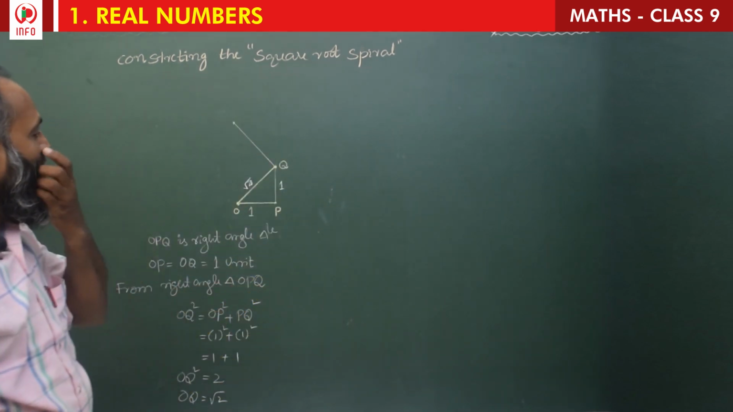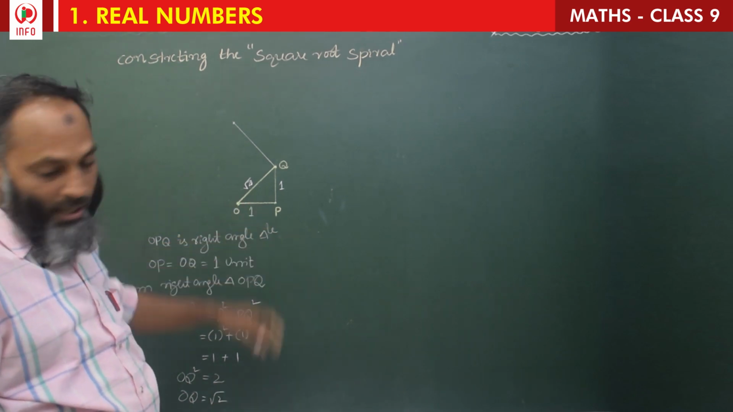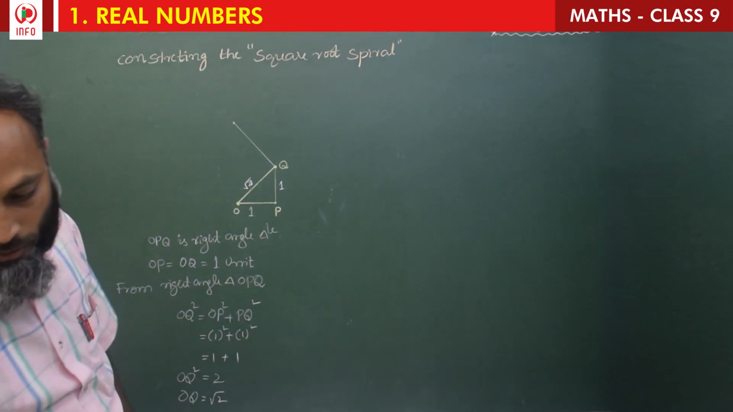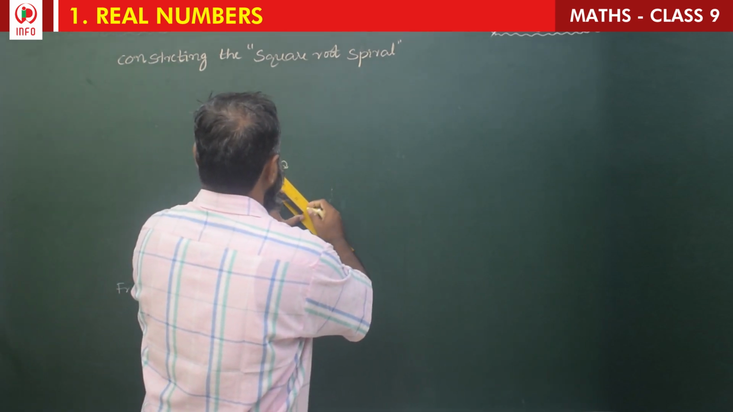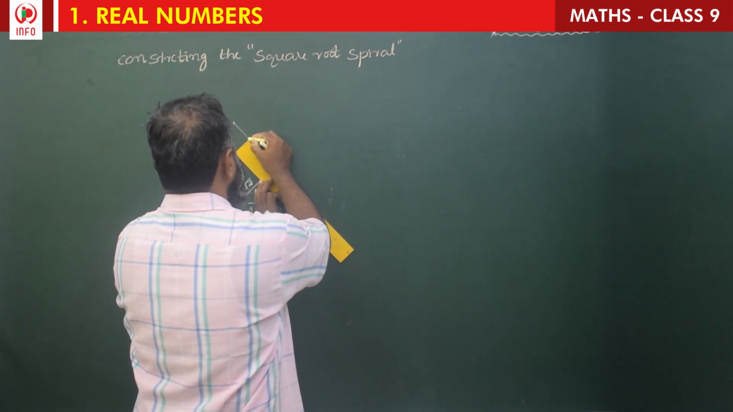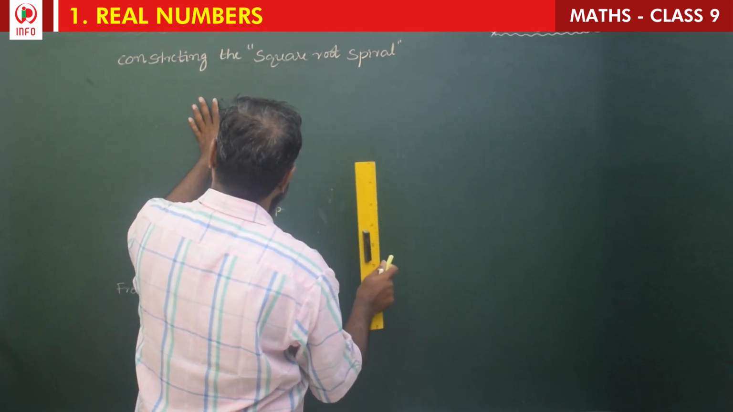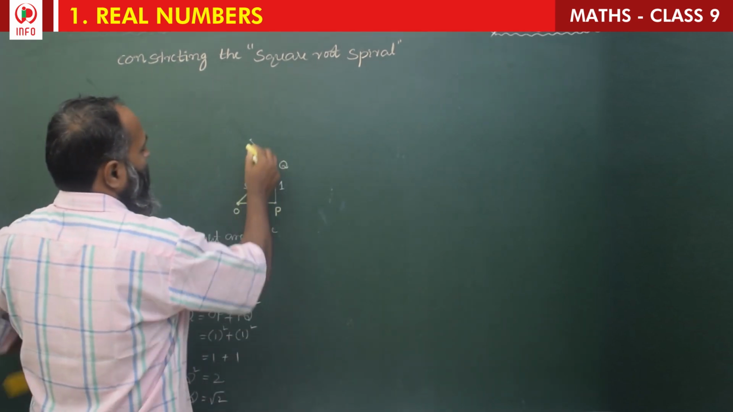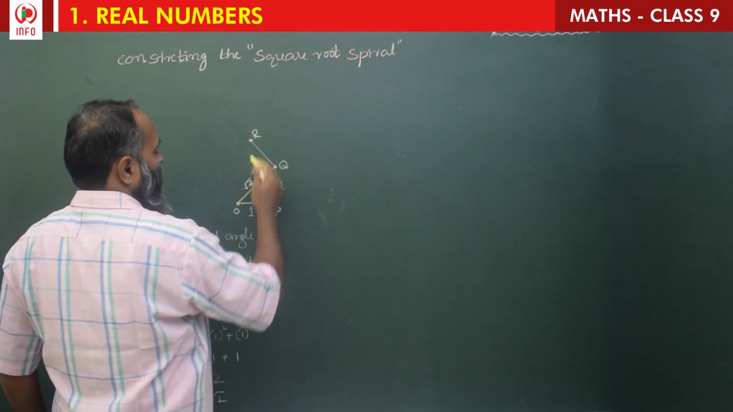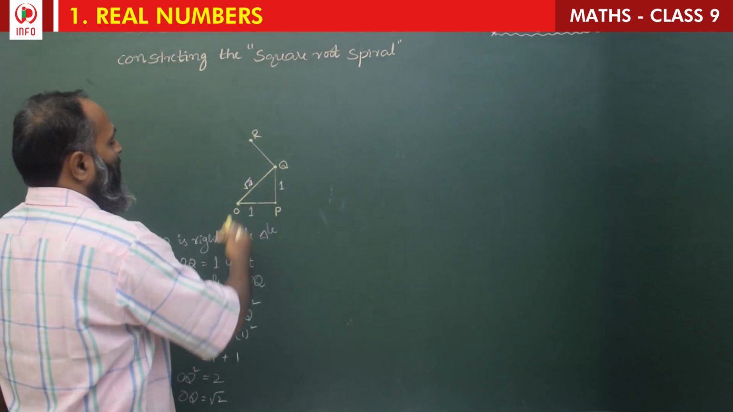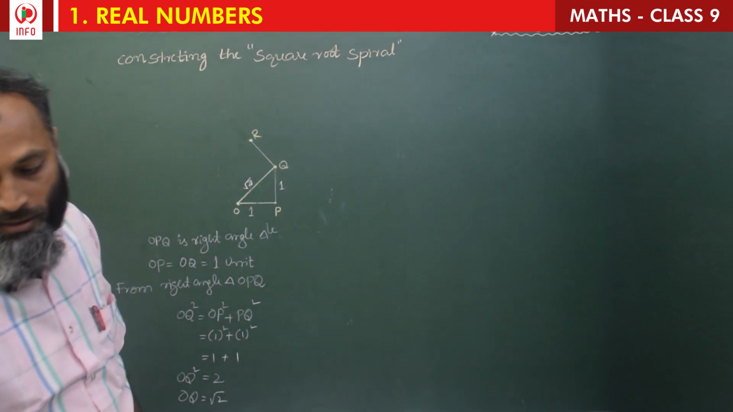Now, OQ is perpendicular to OP. Here we need only 1 centimeter from O, so mark a point at 1 centimeter and rub the remaining line segment. Then this is R. Then OQ is equal to root 2 units and QR is 1 unit.